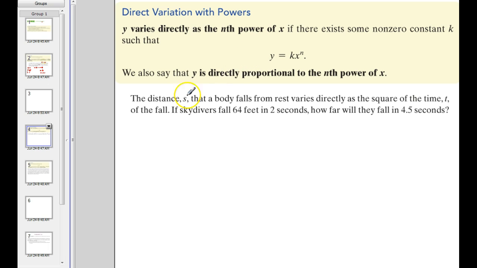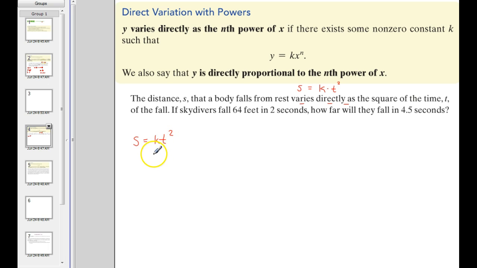Alright, so if you see here it says the distance that a body falls from rest varies directly as the square of time. So there's the k times. What's in front of it? Distance, which we're using s for distance. And after the varies directly as is the square of time, so time squared. So s equals k times t squared. So s equals kt squared.